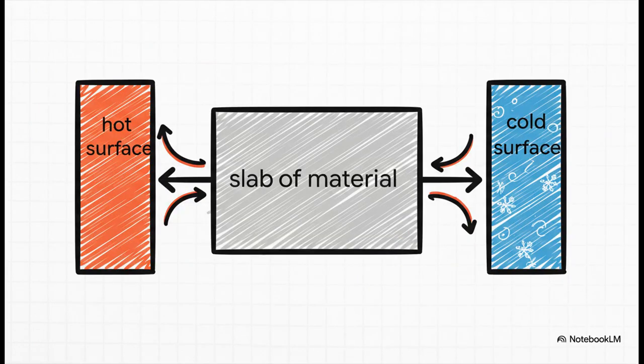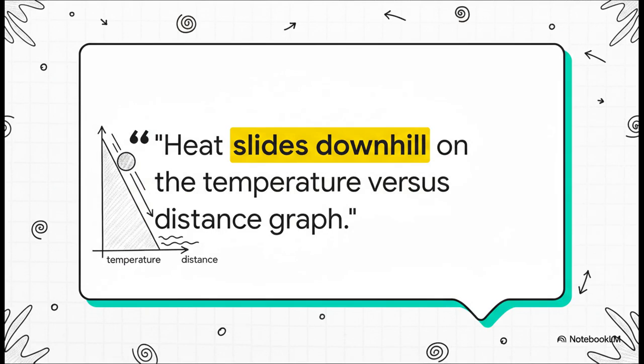To really get our heads around this, let's picture a classic physics experiment. You've got a slab of some material, could be anything, metal, wood, you name it, and it's sandwiched between a hot surface on one side and a cold one on the other. Now, we all know heat is going to flow from hot to cold. That's just how the universe works. But the real question, the important one, is how fast does it move through that slab? And this is where it all just clicks into place.